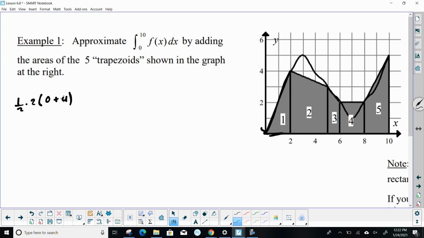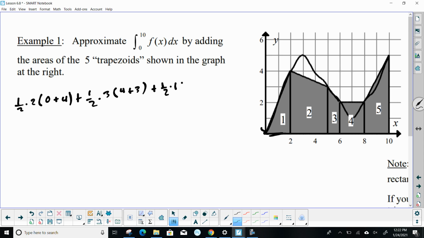Now, if you just want to do the area of a triangle there, that'd be fine. It's 1/2 the base times the height. It'd be 1/2 times 2 times 4, which is the same thing as we're going to get right there. Plus, let's do that area 2. It's 1/2. The width of that one is going from 2 to 5, so the width is 3 times height 1. Height 1 is this height right here, which is 4. Height 2 is right there, which is like 3. Plus, let's do the third one. That width is 1.